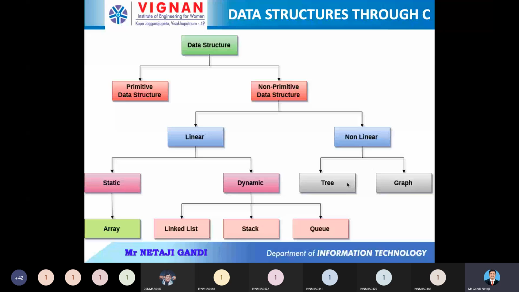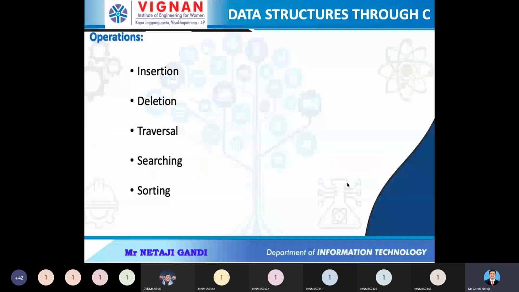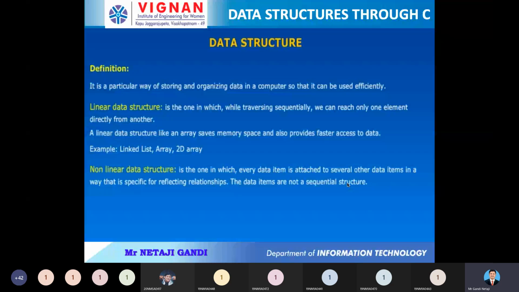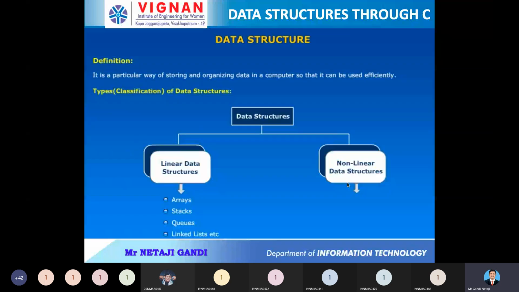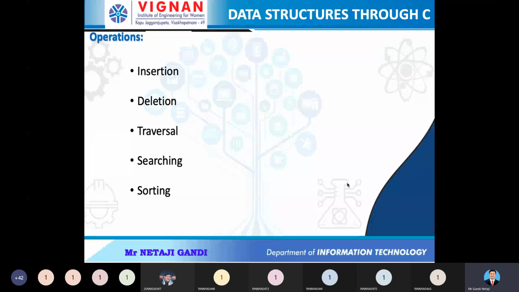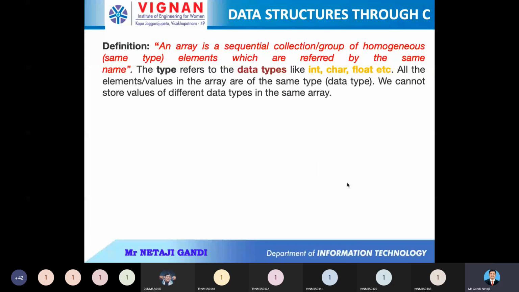The operations we can discuss tomorrow. Don't worry about that. Tomorrow we can discuss the different types, what the linear and non-linear data structures are, and the linear data arrays. How can you implement arrays, stacks, queues, linked lists, graphs, and trees? The operations of data structures will be discussed tomorrow: inserting an element, deleting an element, traversing, searching, sorting. What is the array data structure, how can you implement arrays, what different programs can we use, and why you should go to the data structures concept. Everything can be discussed tomorrow.